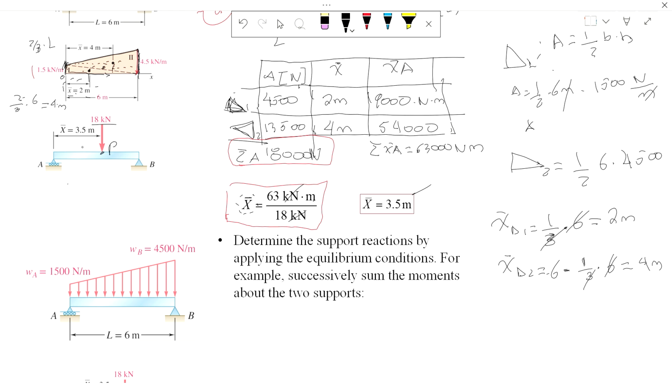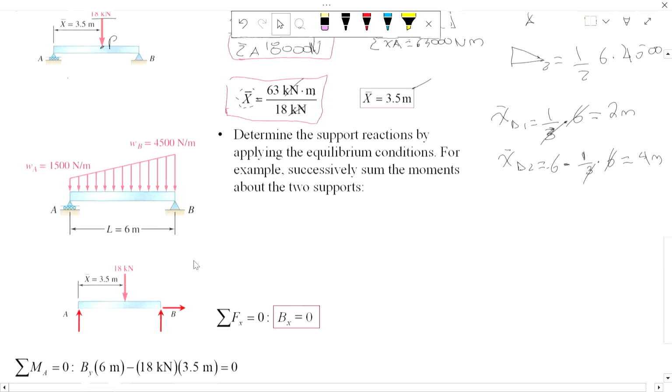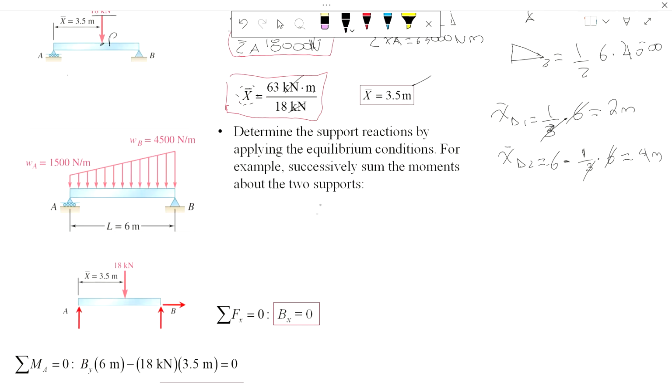Located at point P, and point P is the centroid. All right, so with that info, they tell us now determine the equilibrium forces. And we know how to do that. We know that summation of forces in X equals 0 to have perfect equilibrium.